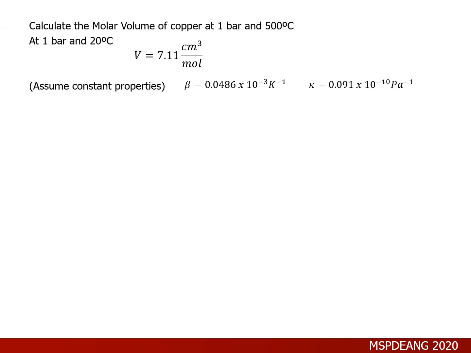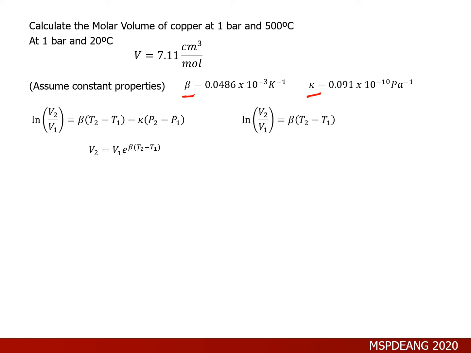Okay, so gagawin natin, we can assume that constant yung properties at the initial conditions. So beta and kappa will hold constant all throughout. Okay, so you can get this expression again, V2 is equal to V1 times e raised to beta delta t. Okay, and from here, you can now obtain V2 is 7.28 cm cubed per mole.